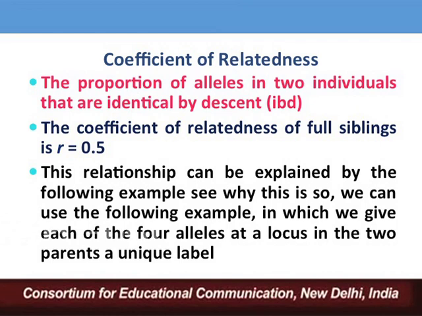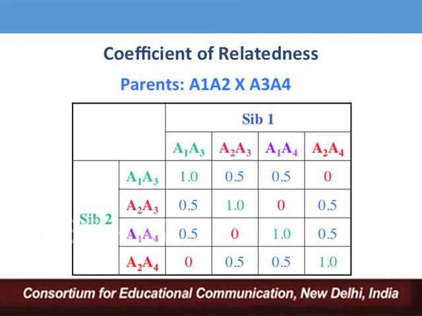How do we come to that particular conclusion? Let's look at this particular slide. If there are two individuals that are parents, and we take a particular locus, that locus will have two alleles in the father and two alleles in the mother. Let's name them in a different fashion: A1, A2, A3 and A4.